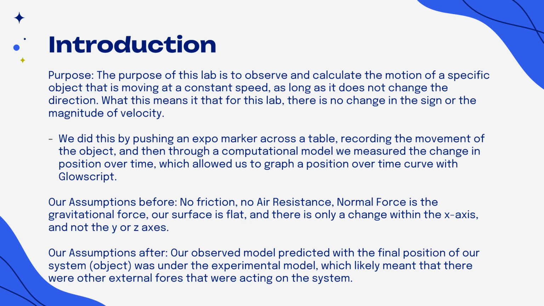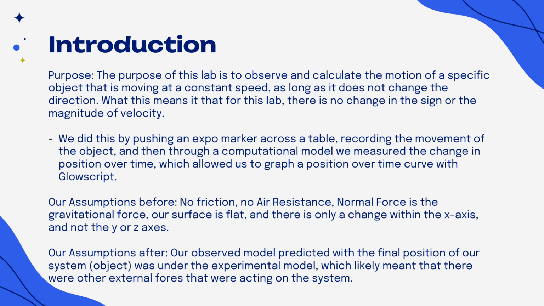Introduction. The purpose of this lab is to observe and calculate the motion of a specific object that is moving at a constant speed, as long as it does not change direction. What this means for this lab is that there is no change in the sign or the magnitude of velocity. We do this by pushing an expo marker across the table and recording the movement of the object. Then, through a computational model, we measured the change in position over time through Tracker, which also allowed us to graph a position over time curve with GlowScript.